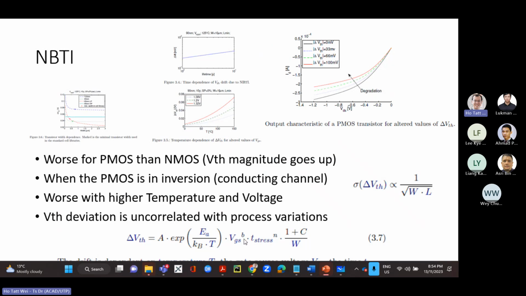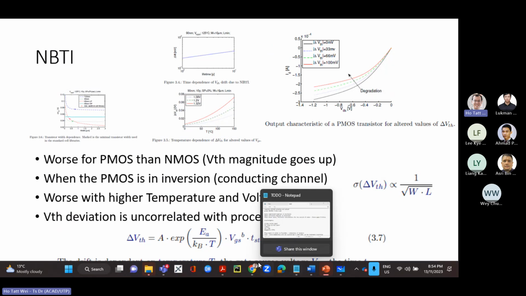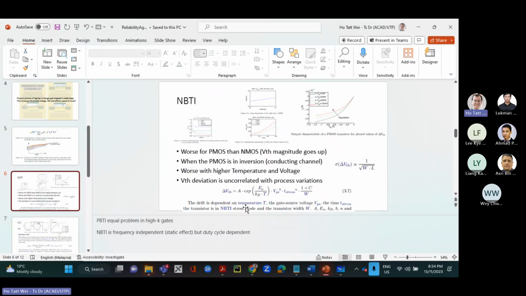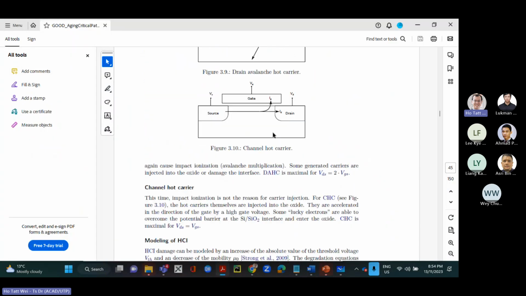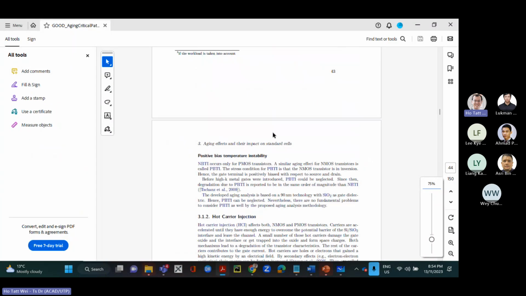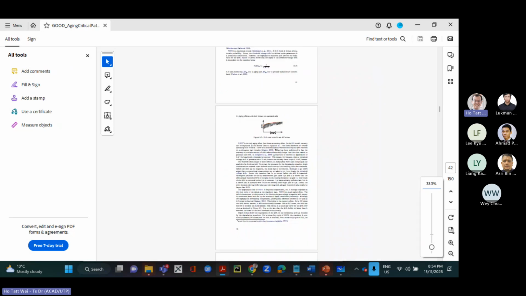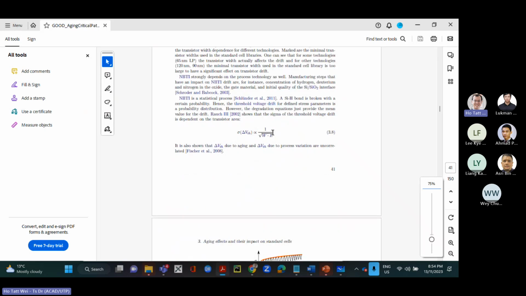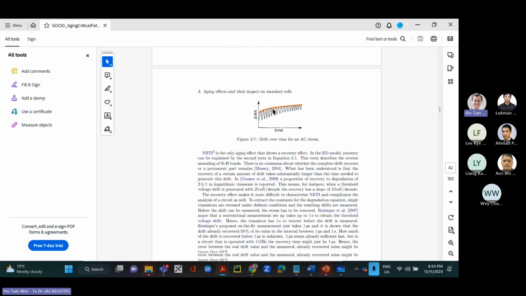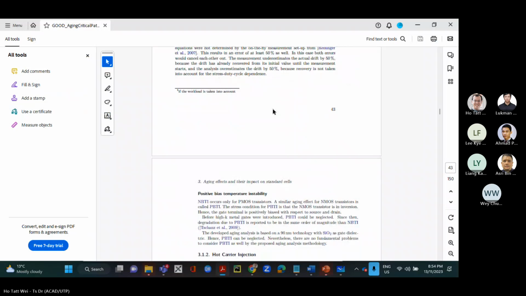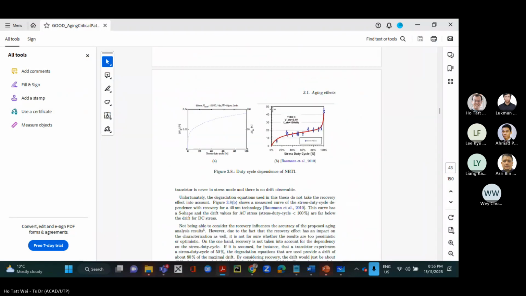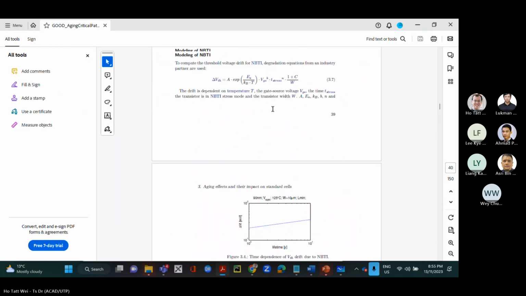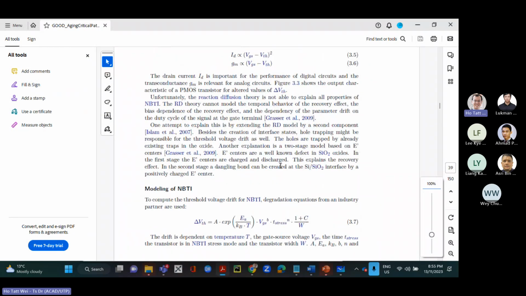Okay, where do you get these values here? That's an interesting point. You can dive into the thesis that I've shared with you in ULearn X, which is detailed in chapter 3, aging effects. You're looking at equation 3.7.